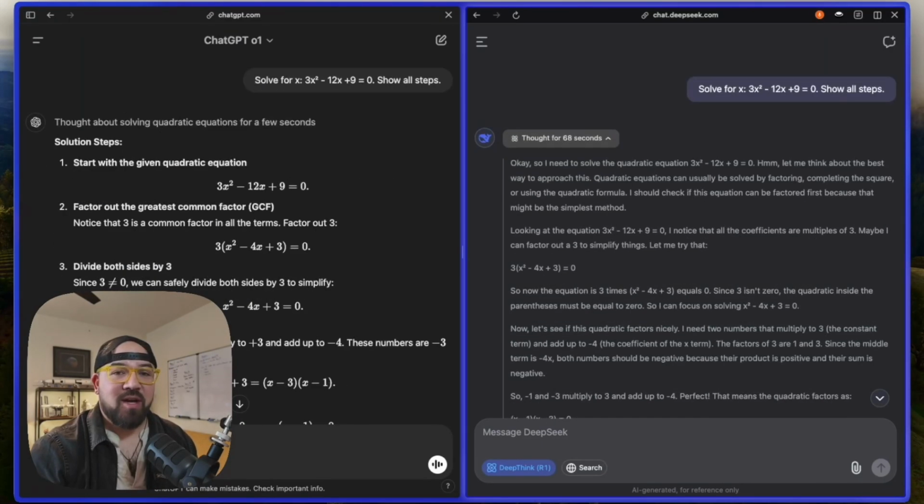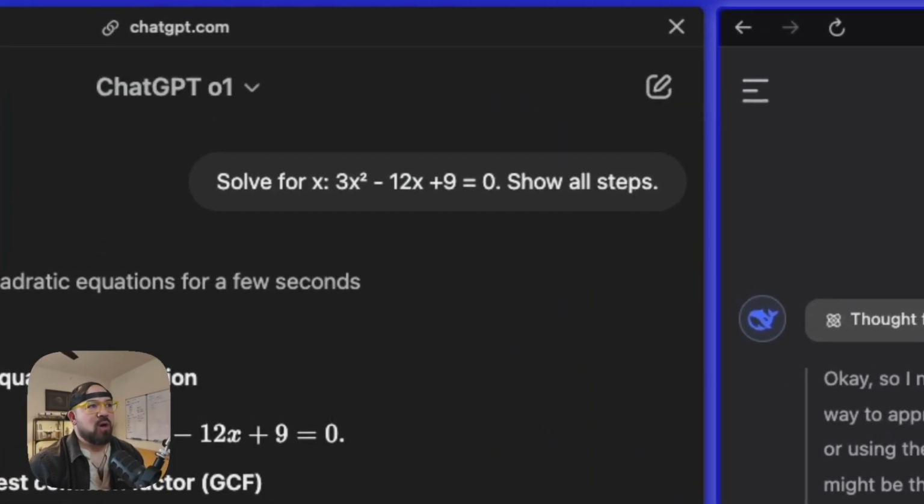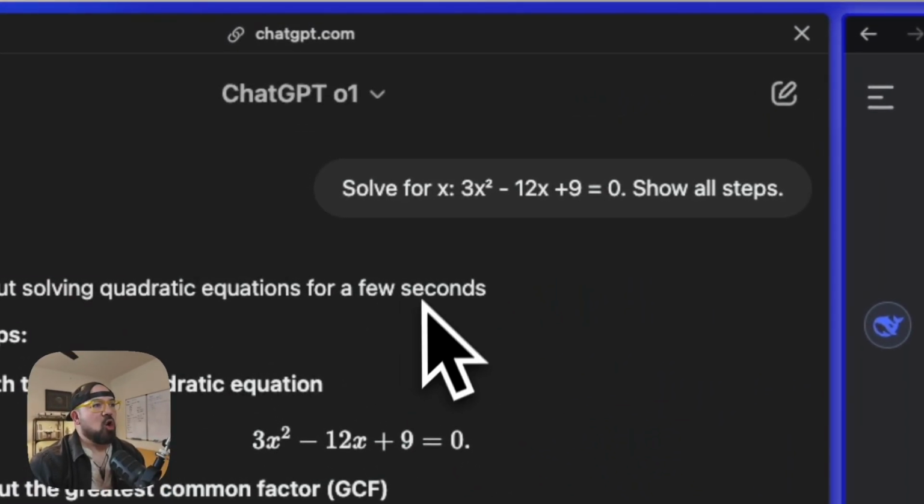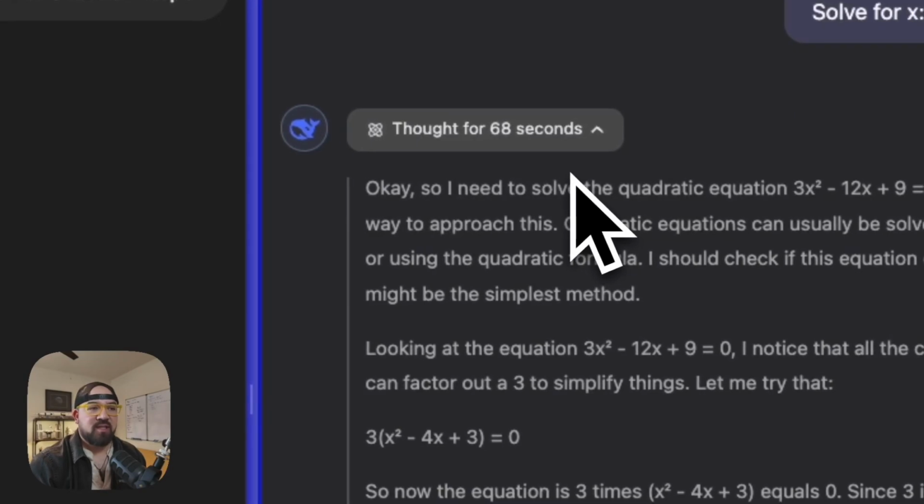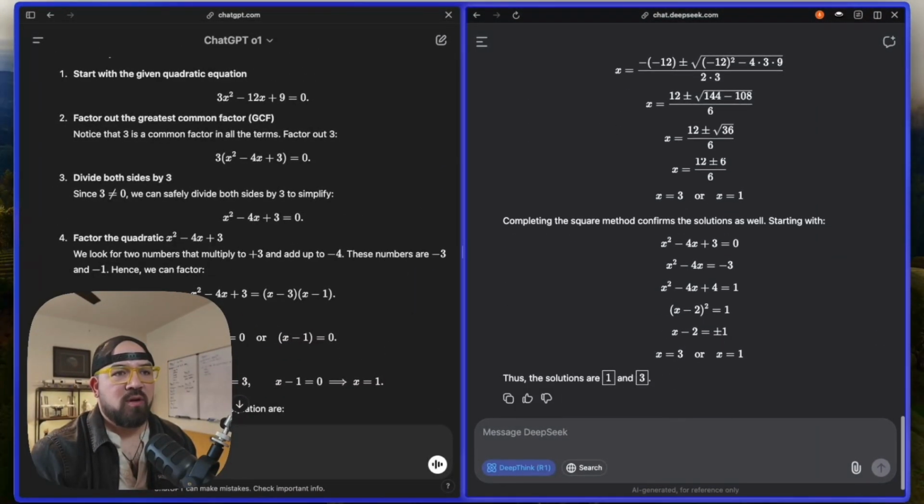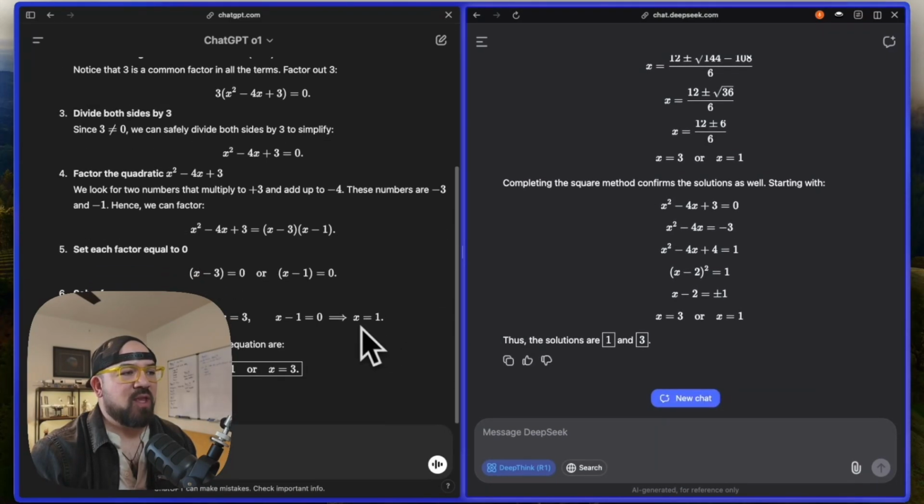Let's take a look at our next question. We're going to skip ahead now and talk about the algebraic question. The question is, solve for x. 3x squared minus 12x plus 9 equals 0. Show all steps. And as we see once again, OpenAI O1 took only a few seconds, R1 took 68 seconds. Both showed their work, and were both successfully able to come up to the answer that x is either 1 or 3.